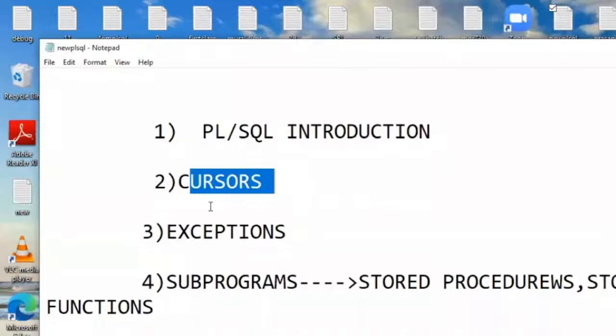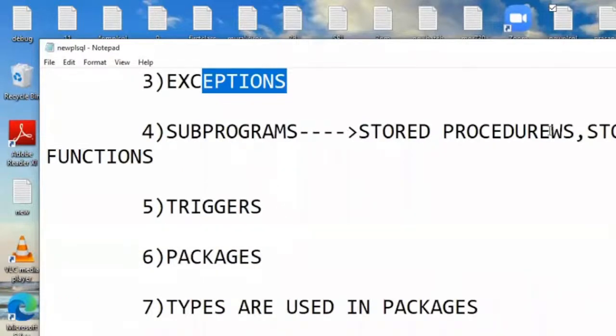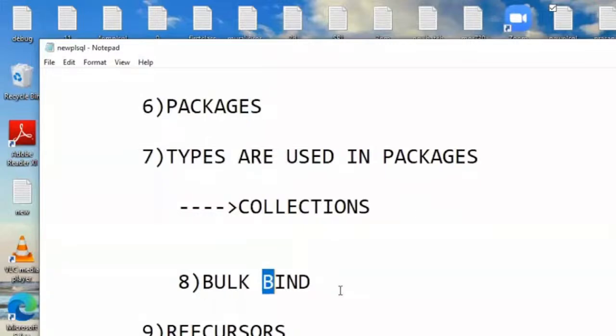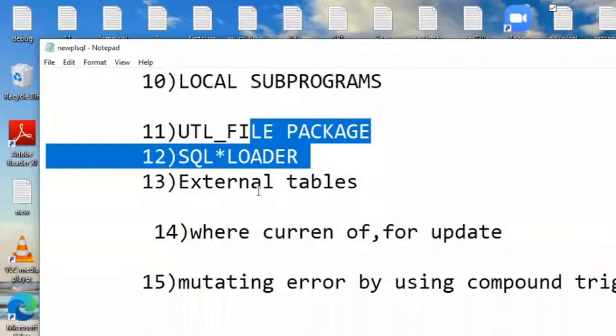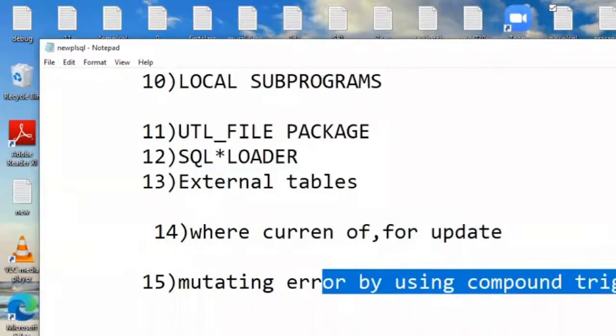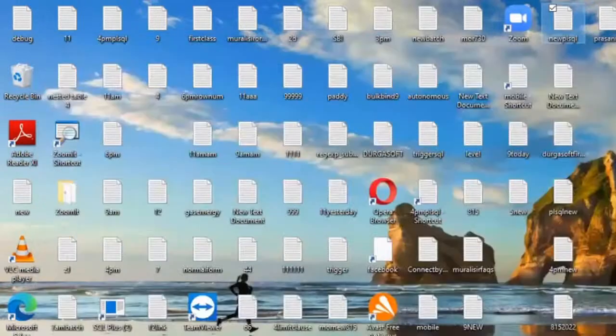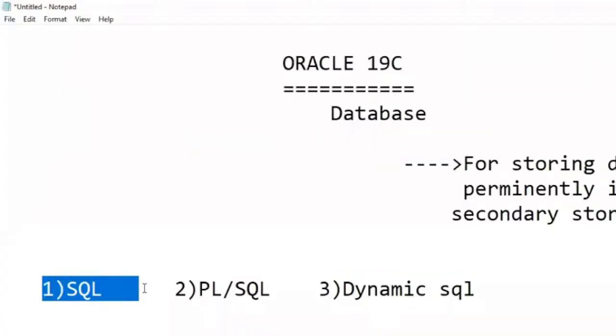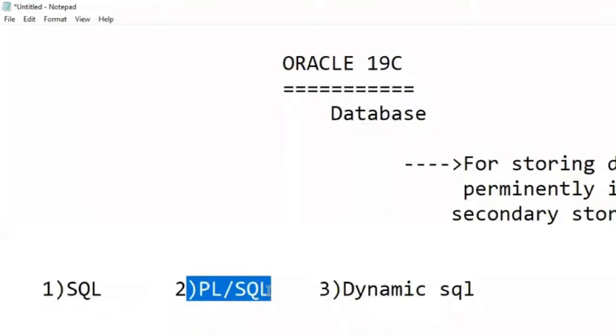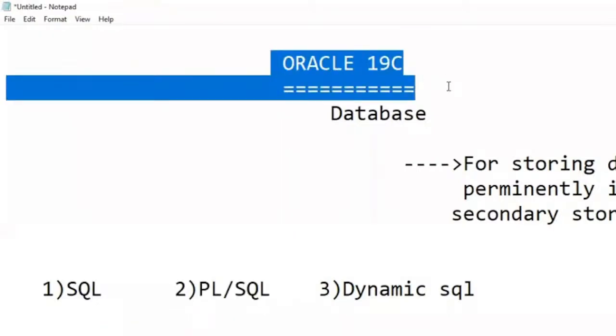PLSQL has cursors, exceptions, stored procedures, stored functions, triggers, packages, types, collections, bulk bind, ref cursors, local subprograms, UTL file packages, SQL Loader, external tables, so many things like this. So much syllabus is there. Don't worry. That's why we learn the SQL language first. After that, you have some knowledge, and then you learn PLSQL. Through these two languages, we operate this Oracle software.